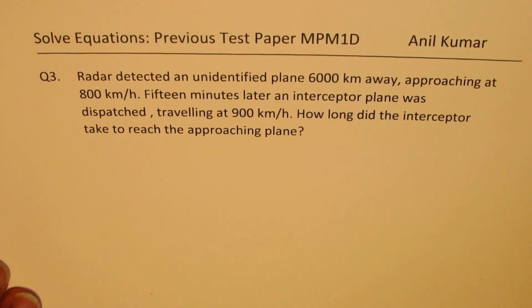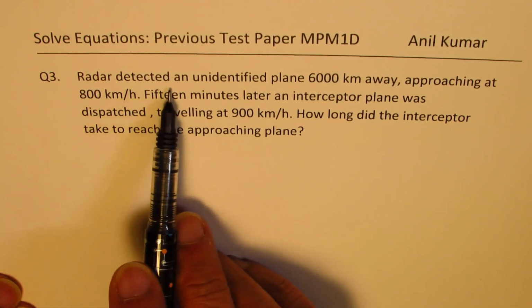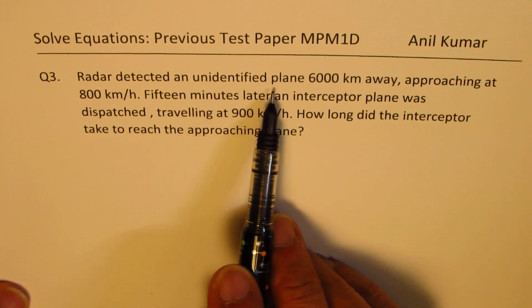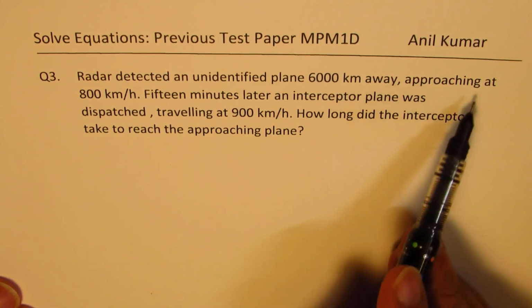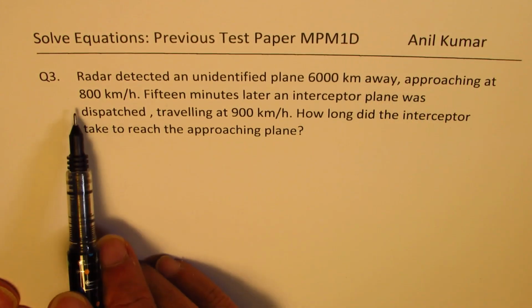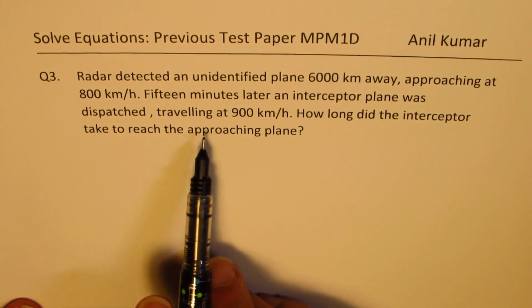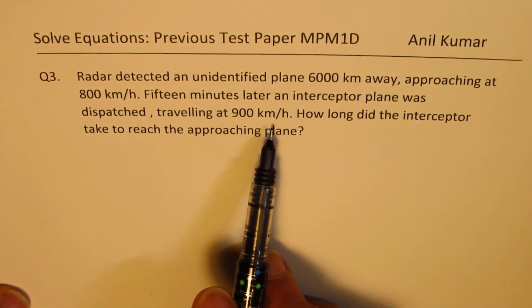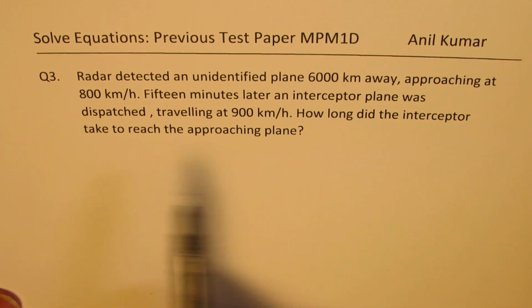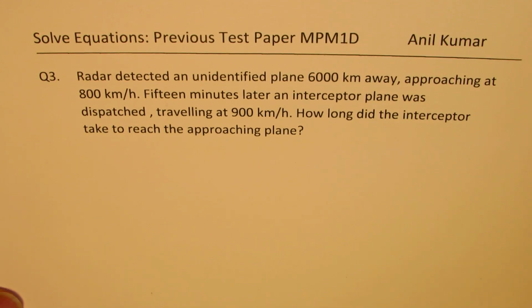3. Radar detects an unidentified plane 6,000 kilometers away, approaching at 800 kilometers per hour. 15 minutes later, an interceptor plane was dispatched, traveling at 900 kilometers per hour. How long did the interceptor take to reach the approaching plane?